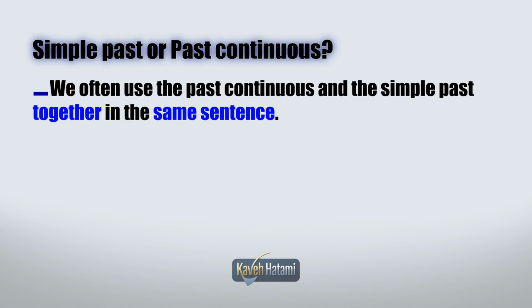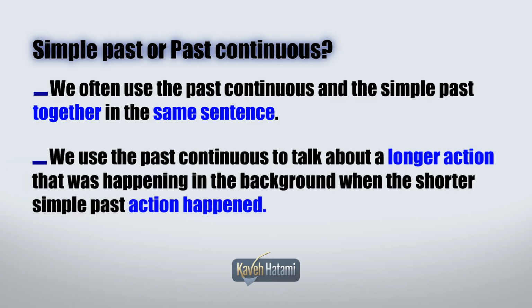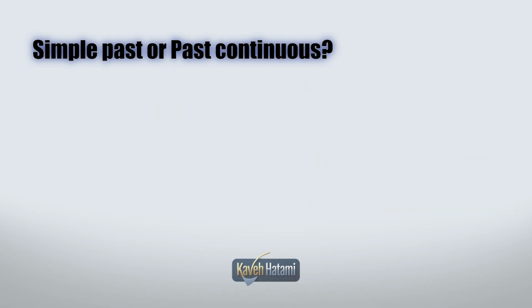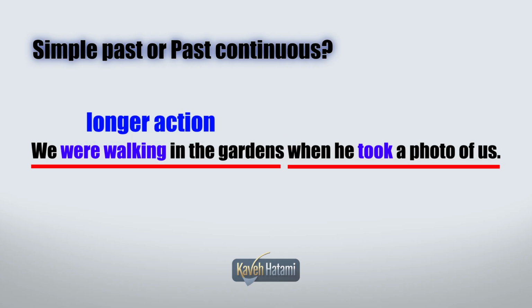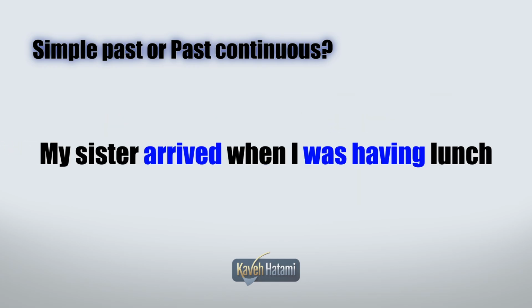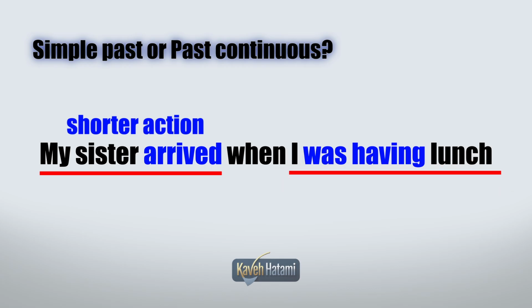Simple past or past continuous. We often use the past continuous and the simple past together in the same sentence. We use the past continuous to talk about a longer action that was happening in the background when the shorter simple past action happened. We were walking in the gardens. This is the longer action. When he took a photo of us. This is the shorter, simple past action. My sister arrived when I was having lunch. My sister arrived is the shorter action, and I was having lunch is the longer action.